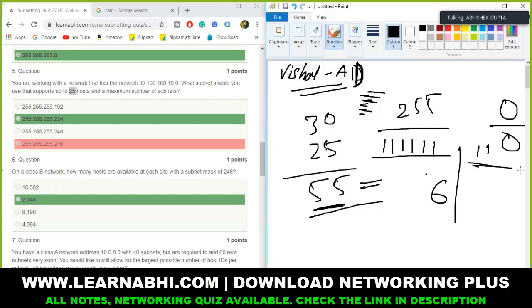How many host bits will you take, so that at minimum you will get 25 host addresses? So 2, 4, 8, 16, 32. At least 5 bits you need, right? 5 bits you reserve for the host, and 3 bits you are going to take for the network. So for these 3 bits, what is the correct answer? 2 to the power 7 plus 2 to the power 6 plus 2 to the power 5. The correct answer is this one. You will get 224.